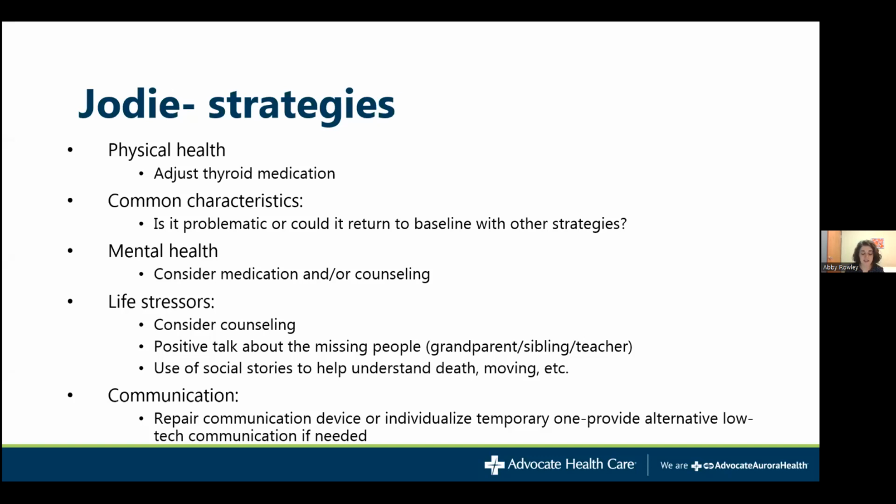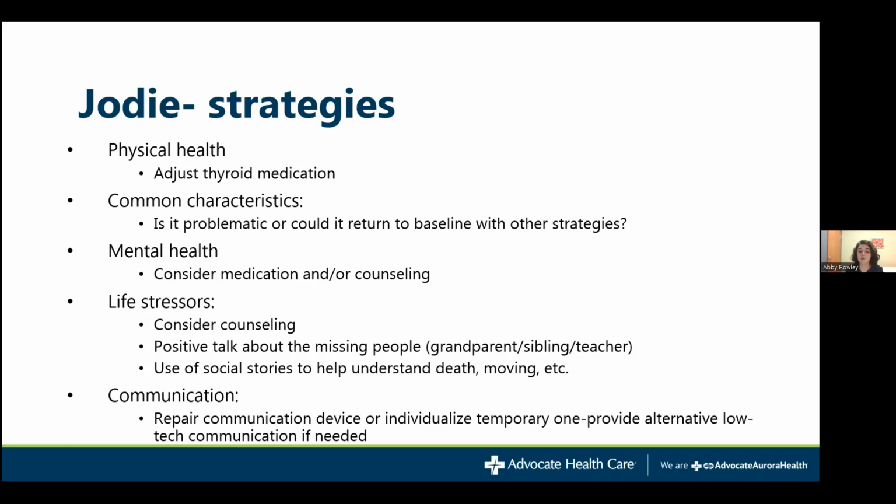For the mental health, if she has a diagnosis of depression, she may need some counseling and/or medication. So those would be things to consider with your providers. Life stressors: again, counseling can be a really helpful strategy to use when there is a lot of stress in her life. You can also, at home, use positive talk and talk about the stressful situations. A lot of times we don't want to talk about grandma dying because that's very sad and we don't want to upset Jody. But not talking about it can actually increase anxiety and confusion and even sadness about the situation.